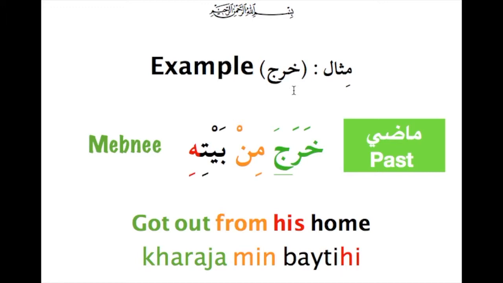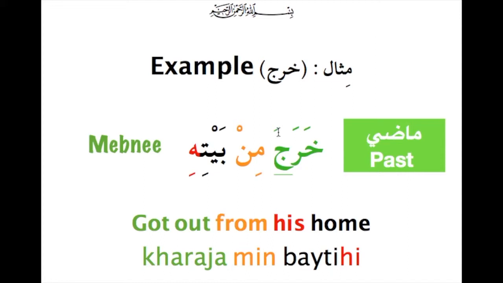First one is خرج. This one is a past action, فعل ماضي. Here we have it in a sentence, خرج من بيته, meaning he got out from his home. خرج here, as you can see, is مبني. And what we mean by that is that the last letter in the word خرج, that is a past action, is مفتوح. There's a fatha on it.